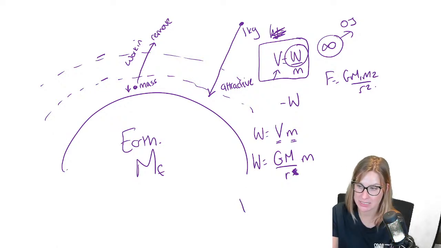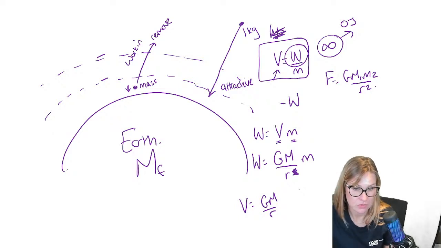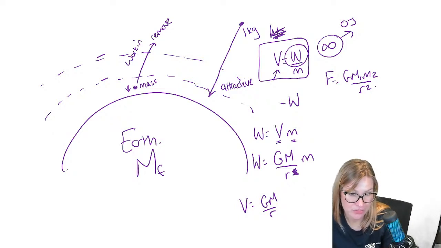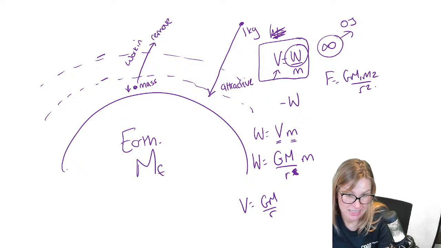So yeah, gravitational potential is Gm over R, okay, where do we get to? We got 3 minutes left, so what have I got?